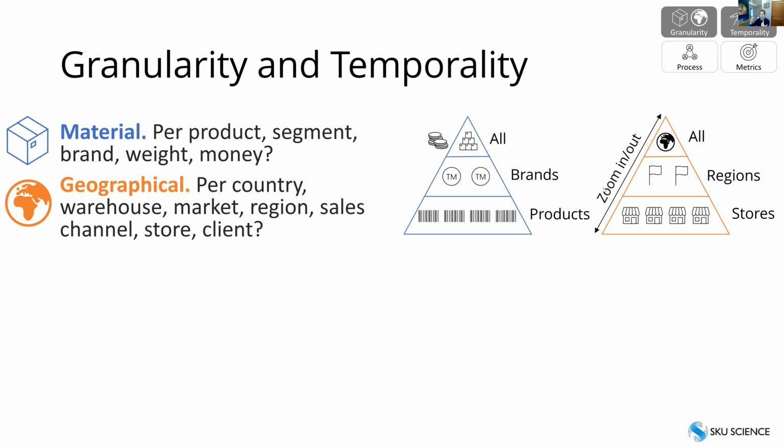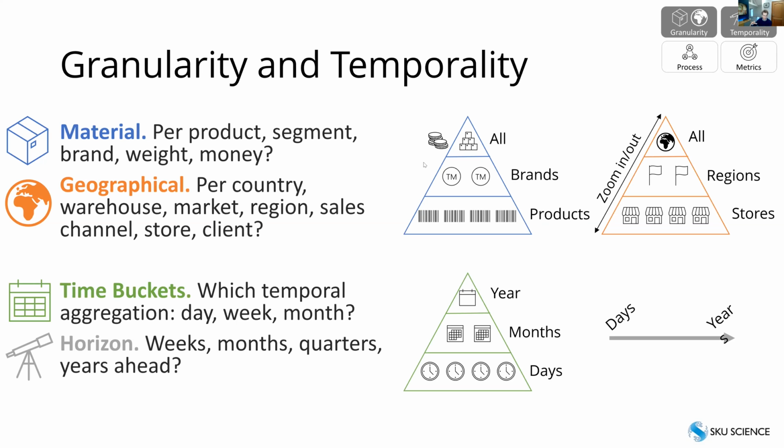What we see, and you see it here in the slide, is that you can basically zoom in and out. If you have a forecast per store, you can just aggregate it to the global level. The same way, if you have a forecast per product, you can go up to the total level that could be either in product or in value. Now you also need to assess what's the right temporality that you want in your forecast.